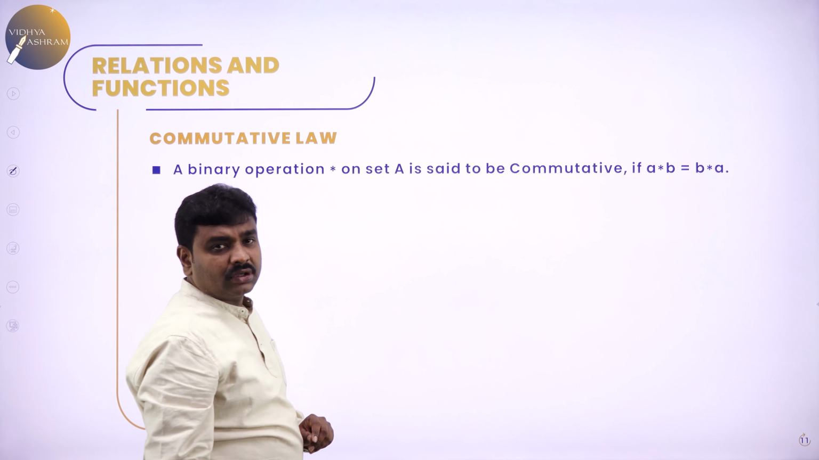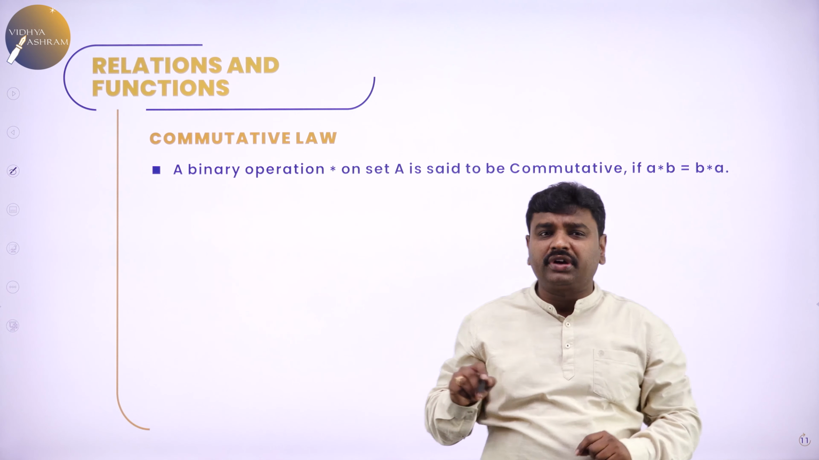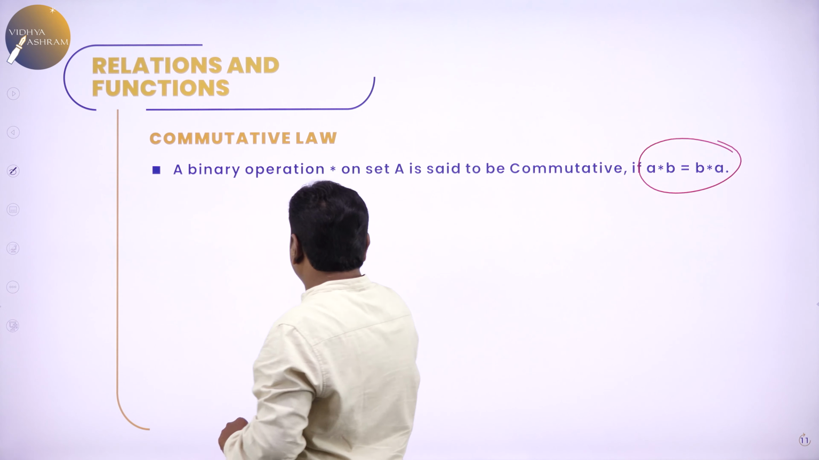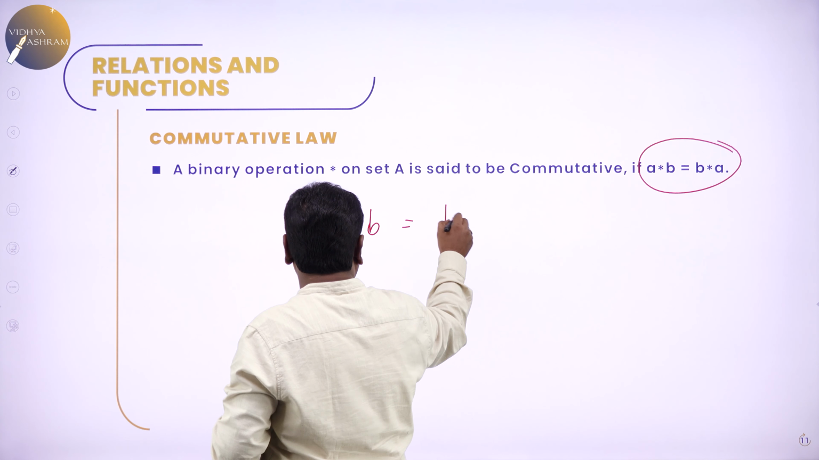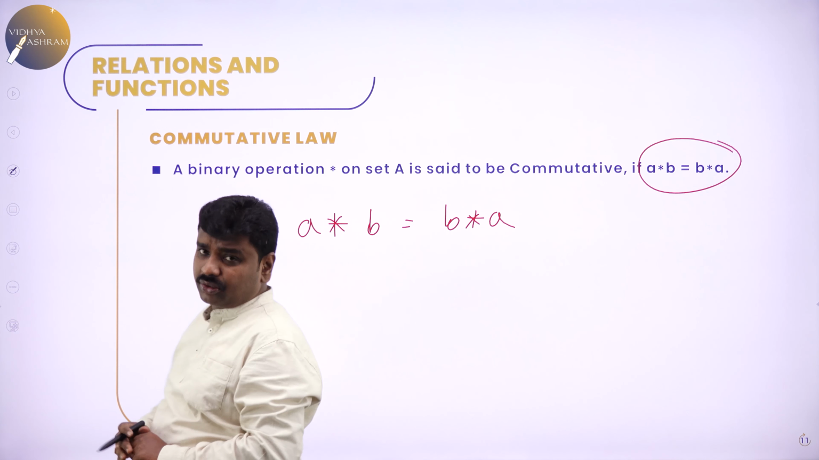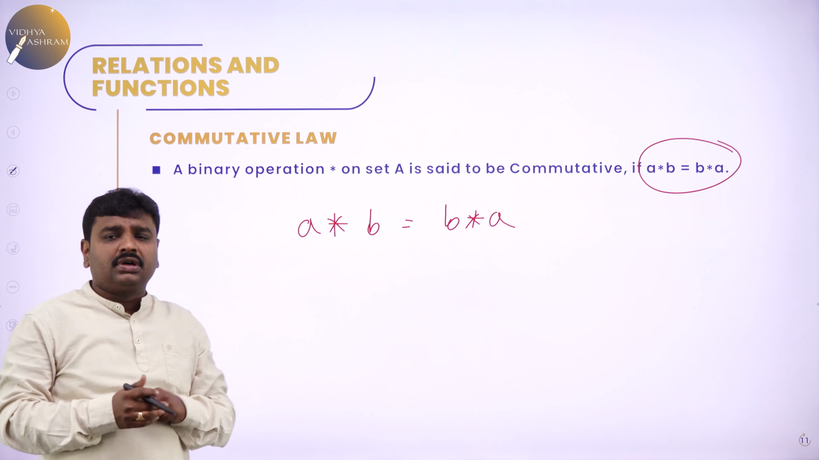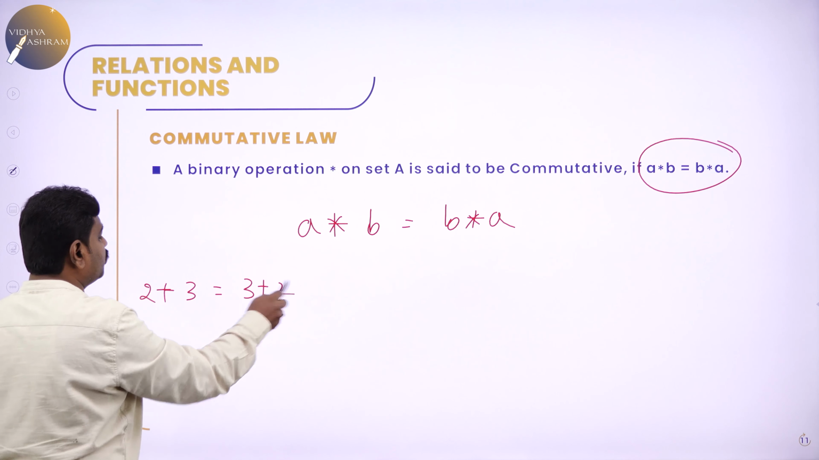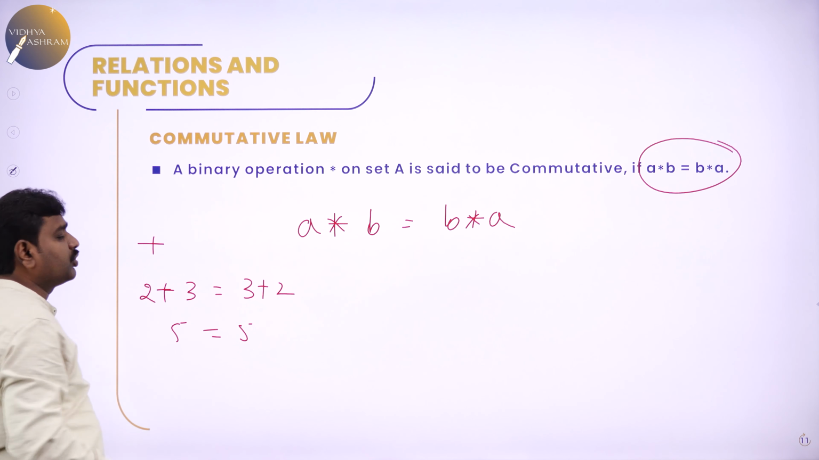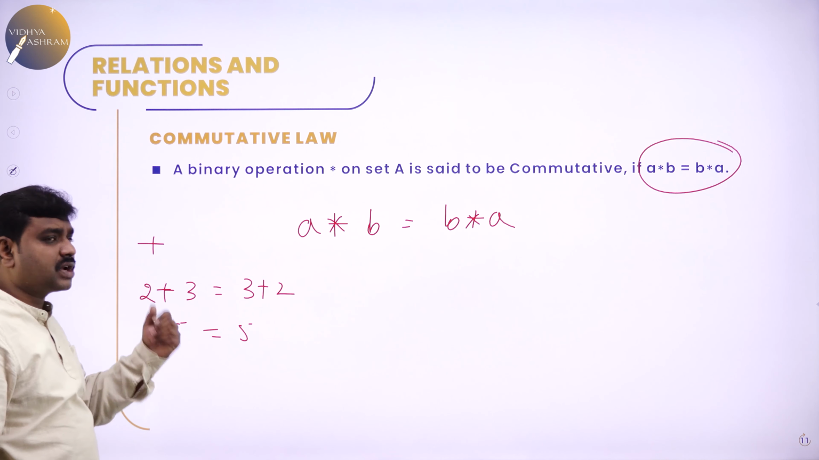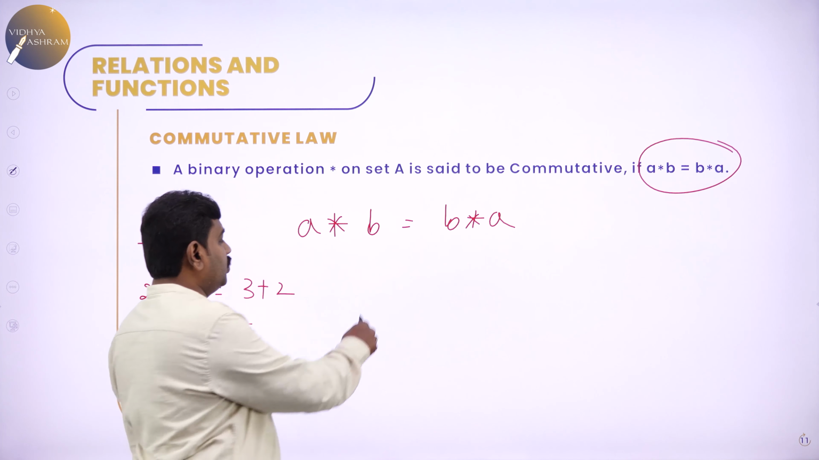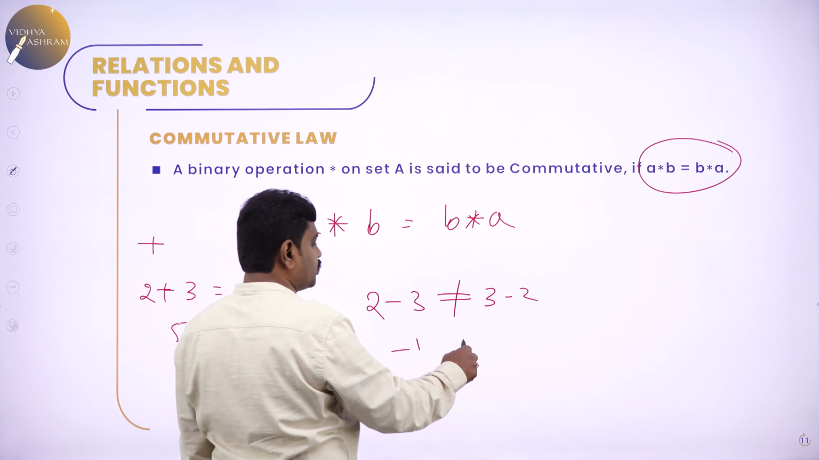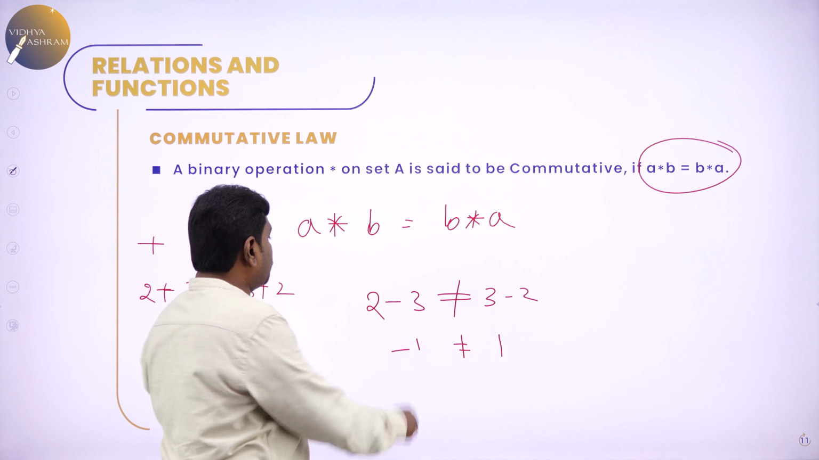Now, commutative law. A binary operation star is said to be commutative if A star B is equal to B star A. If A operated on B and B operated on A both give you the same value, then it is commutative. So, addition is commutative because all of you know 2 plus 3 is the same as 3 plus 2, both give you 5. But subtraction is not commutative. 2 minus 3 is not equal to 3 minus 2. If I reverse it, it will not be the same. This is minus 1, but this is 1, they are not the same. So, subtraction is not commutative.